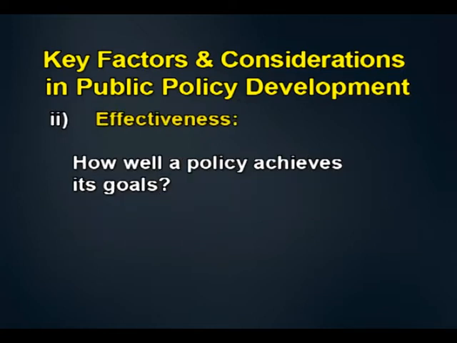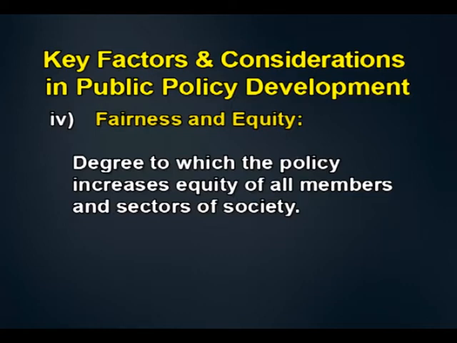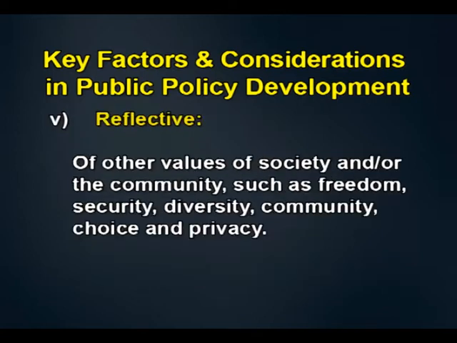Second is effectiveness. How well does a policy achieve its goal? Third is consistency: degree of alignment with broader goals and strategies of government, with the constitution, legislature, and regulatory regime. Fourth is fairness and equity: degree to which the policy increases equity of all members and sectors of society. This may link directly to consideration of public interest. Fifth, reflective of other values of society and or the community, such as freedom, security, diversity, community, choice, and privacy.